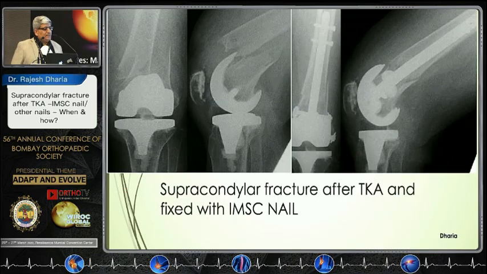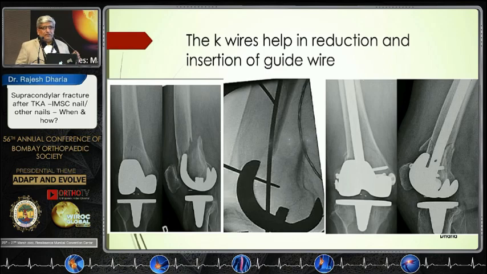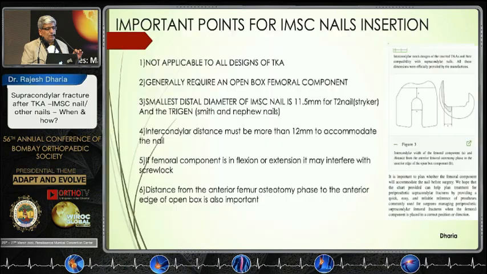Now, this is just an example of how an osteoporotic supracondylar fracture can be treated with a supracondylar nail. This is another example where wire placements can sometimes help us guide the guide wire, and it can help reduce the supracondylar fracture into a good reduction and a successful outcome.